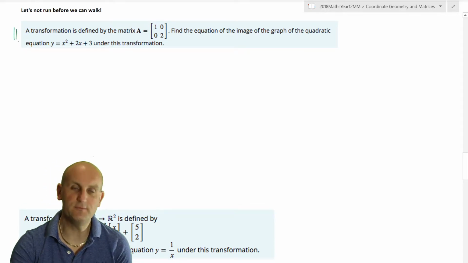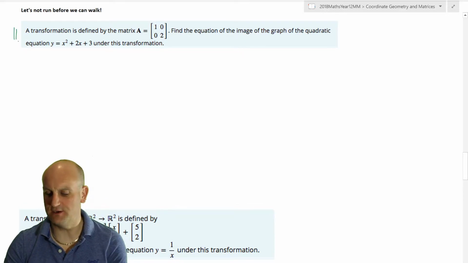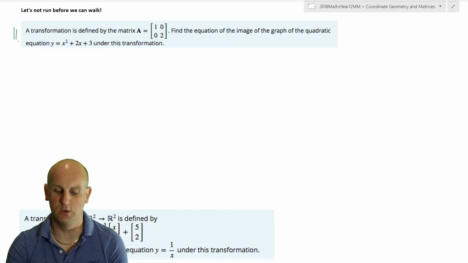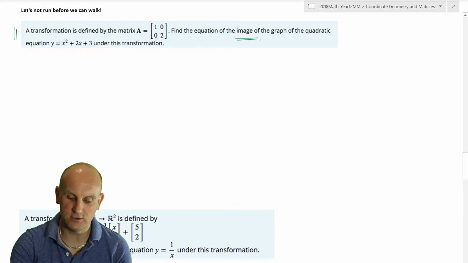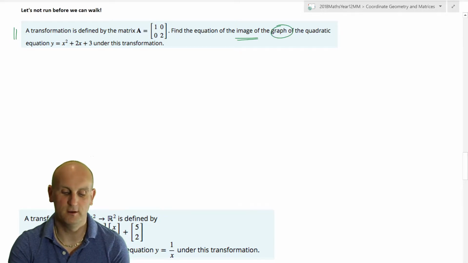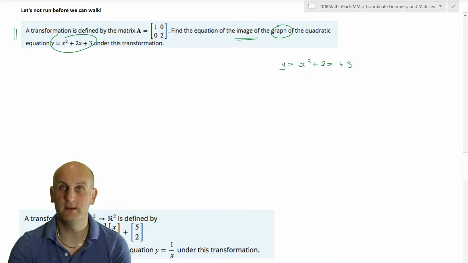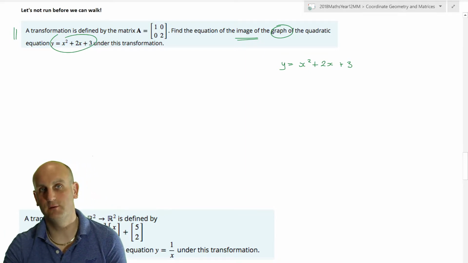Again, questions taken from the Cambridge Essential textbook, which is what I am teaching from. A transformation is defined by the matrix 1, 0, 0, 2. Find the equation of the image of the graph of a quadratic equation given by that. So first thing I'm going to do is write down that my original equation was y equals x squared plus 2x plus 3. And I want to go from that graph to its image.